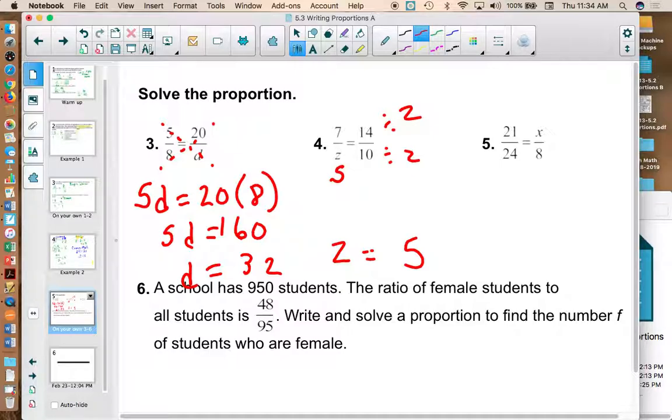These would be big numbers though. How do I go from 24 to 8? 24 down to 8. How would I get there? How would I go, Kennedy? Divide by 3. Good. So what's 21 divided by 3? 7. So x then equals 7. Got it? You got 3 different ways of doing it.